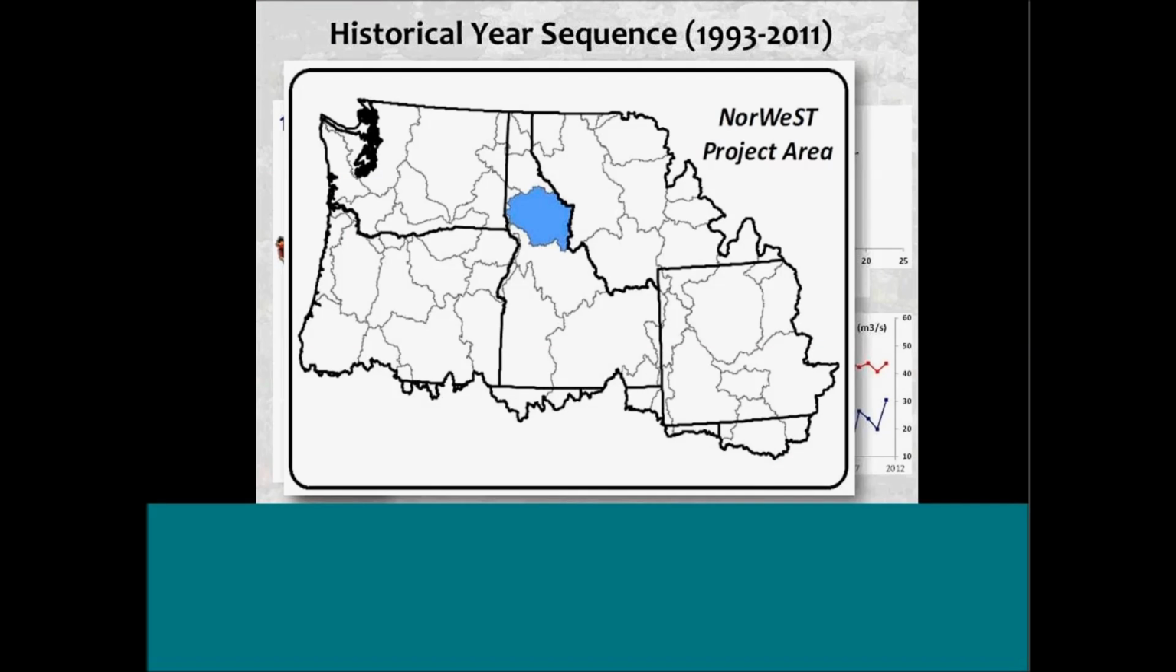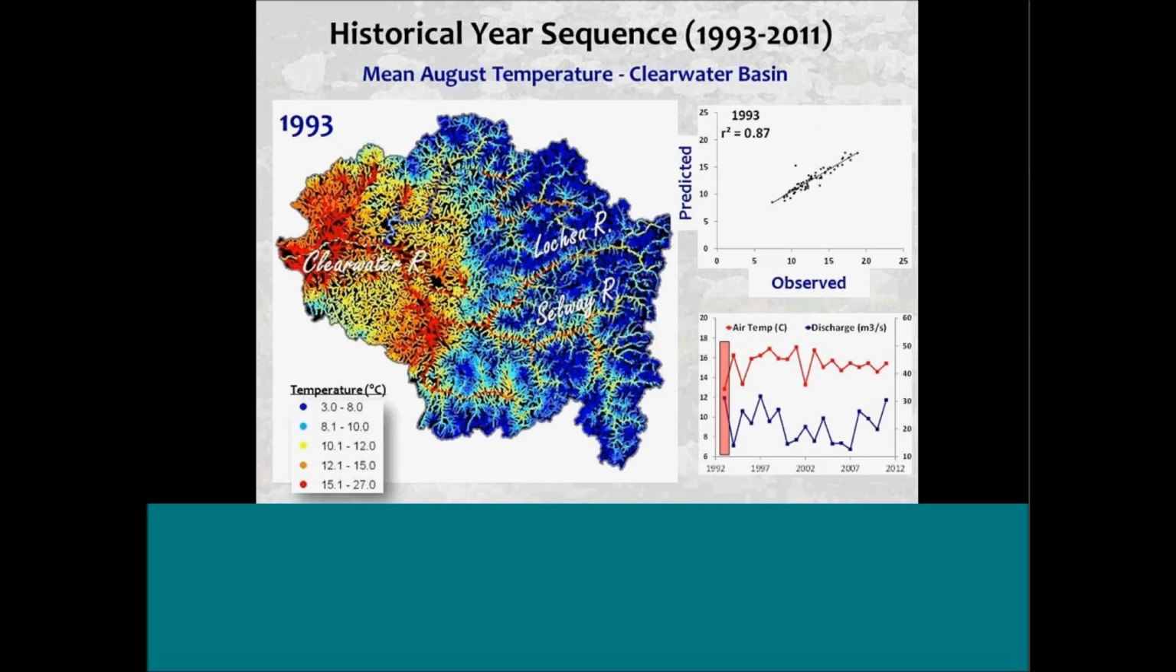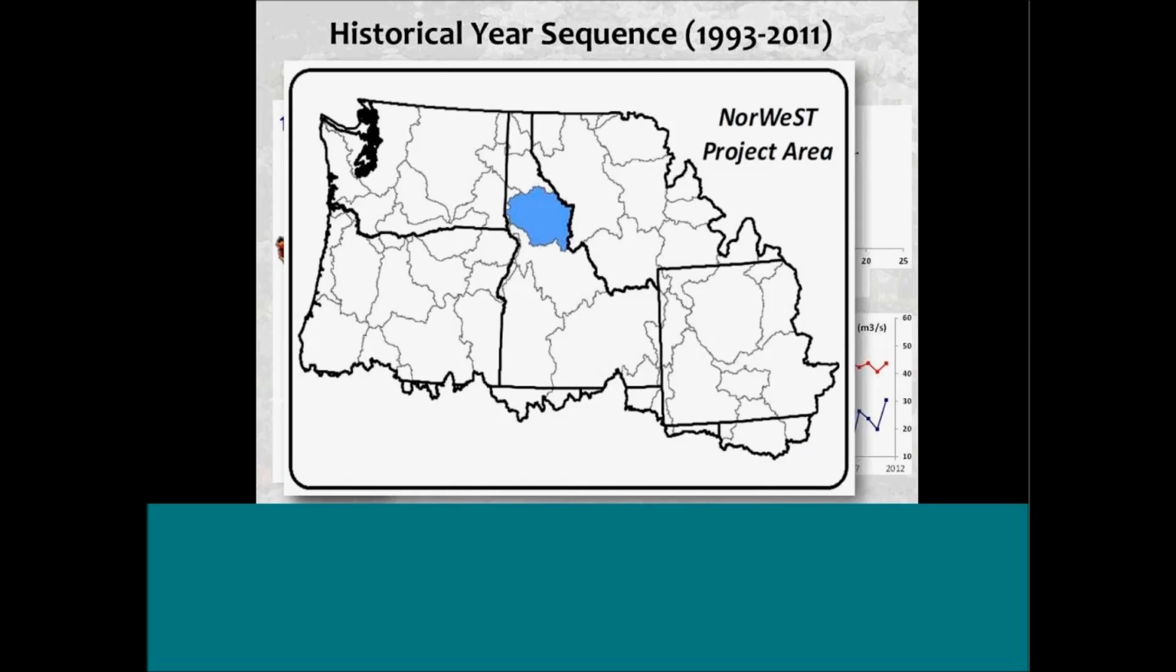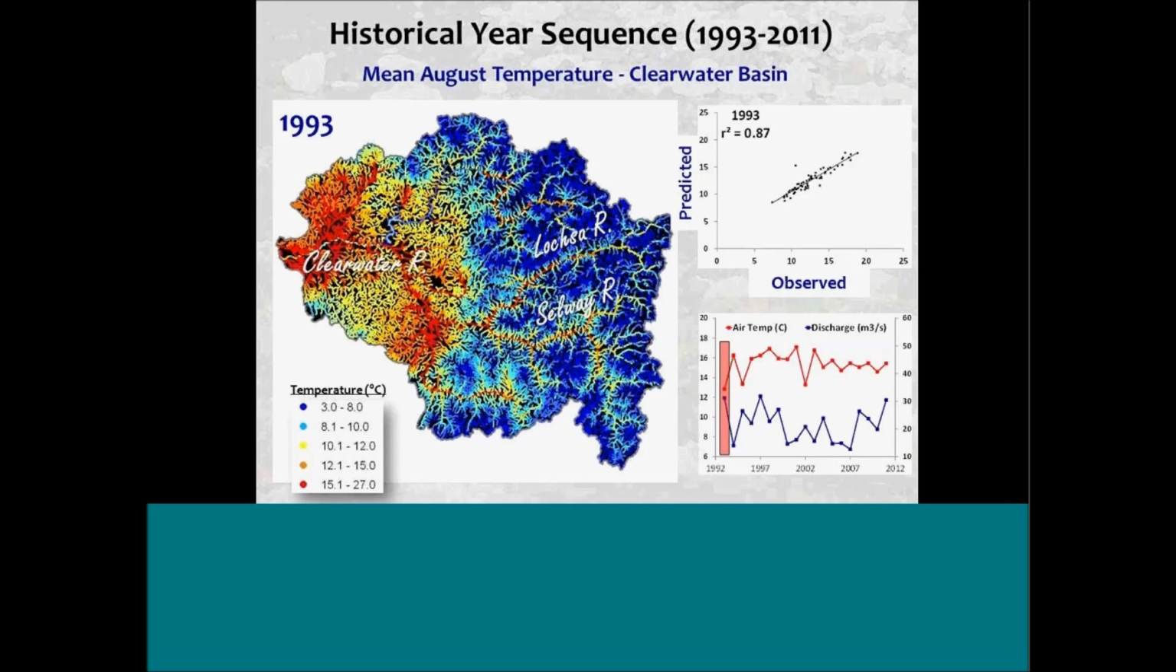Once you can do that, then you should be able to recreate conditions, especially that have already occurred, fairly accurately if you've got a good model. And so this is just a time series stepping through the Clearwater River Basin in northern Idaho, what that historical year sequence would look like. So starting in 1993, this is the interpolated map then for that particular river network. And if you look at the upper right, that's the predicted versus the observed for temperature sensors that were in the water that particular year.